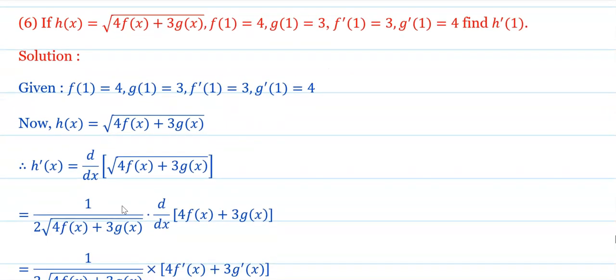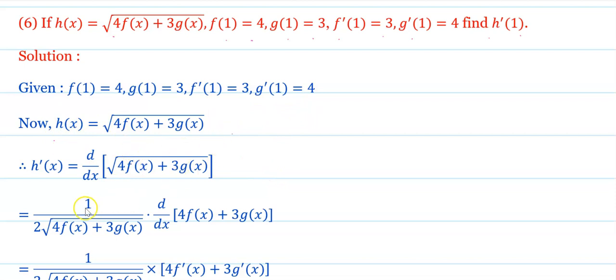Okay. Now the next problem, number 6. If h of x is equal to the square root of 4 times f of x plus 3 times g of x, with f of 1 is 4, g of 1 is 3, f dash of 1 is 3, g dash of 1 is 4, then find h dash of 1. Okay, these are the given values.